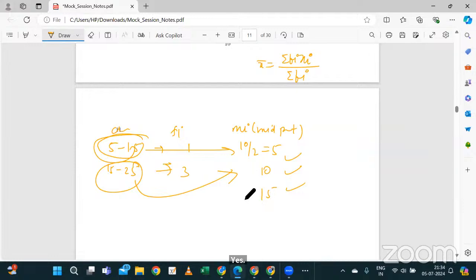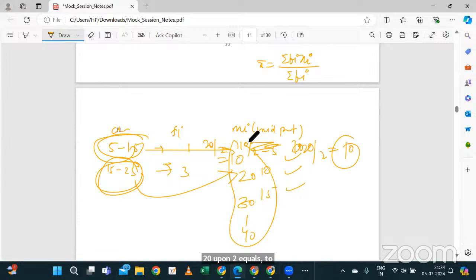So for 5 and 15, the midpoint is 5 plus 15 equals 20, upon 2 equals 10. Yes, it was a calculation mistake, sorry. 20 by 2 cannot be 5. It will be 10, and the next will be 20, then 30, then 40, like this. Correct. So basically we have to take the average.